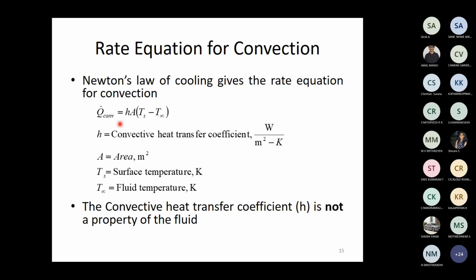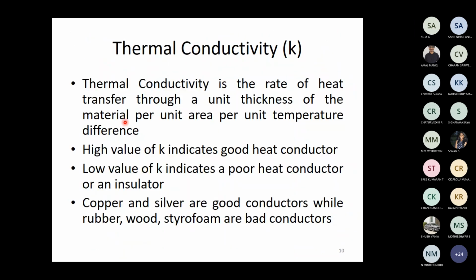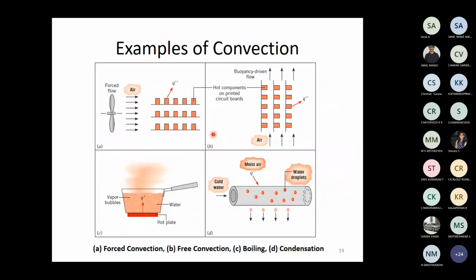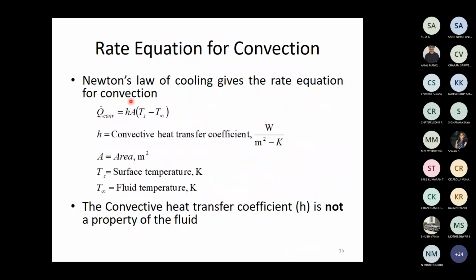Apart from that, there is a new term here symbolized as H. H is called the convective heat transfer coefficient. So you may think that this H is something equivalent to K that we have seen in conduction. Wrong. H is not equivalent to K. The difference between H and K is that K is a material property, so it depends on the material and also some other factors. But H does not depend on the material. H depends on other conditions.